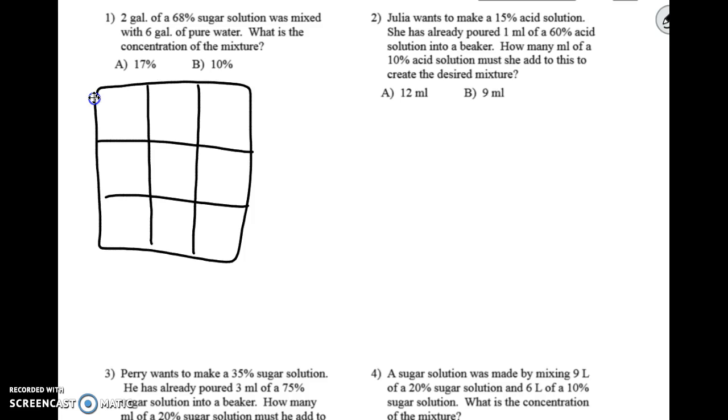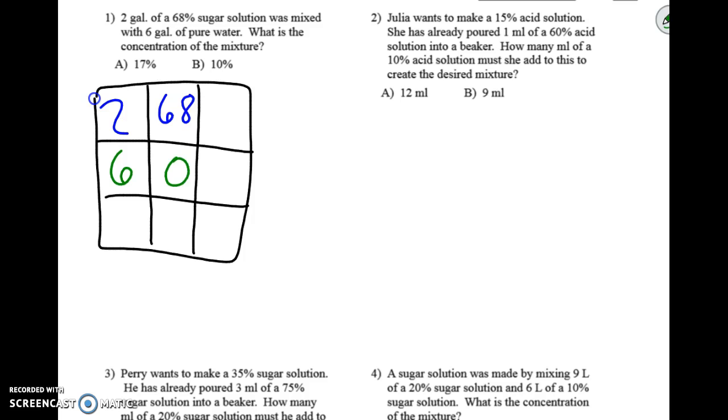Number one, so 2 gallons of 68% sugar solution. Well, I know where that's going to go. 2 gallons is going to go here, and I'll make that blue. 2 gallons of 68%. Was mixed with 6 gallons of pure water, and I'm going to make that green. 6 gallons of pure water. How much sugar is in pure water? If you all said 0, you are correct.